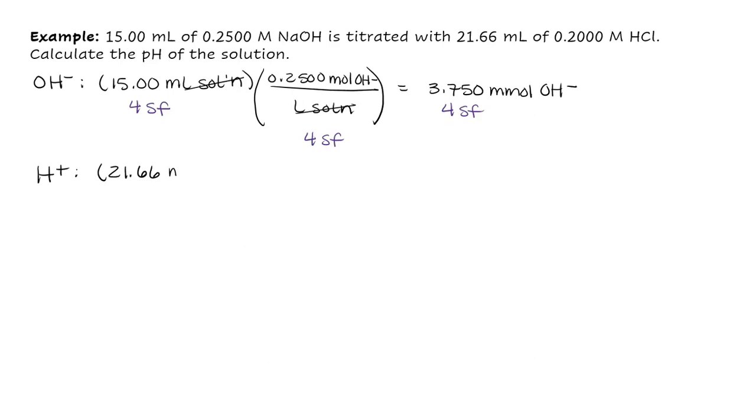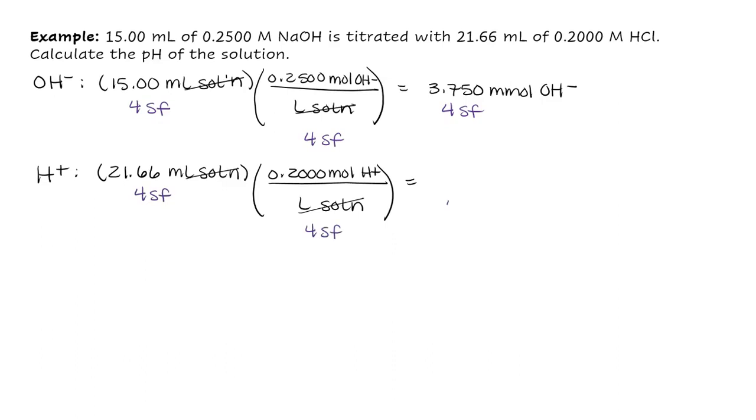21.66 milliliters of solution times the molarity of our HCl, which is 0.2000 moles of H plus per liter of solution. Liters of solution will cancel. For our sig figs, we have 4 sig figs in our volume, 4 sig figs in our molarity, so our millimoles will also be rounded to 4 sig figs.